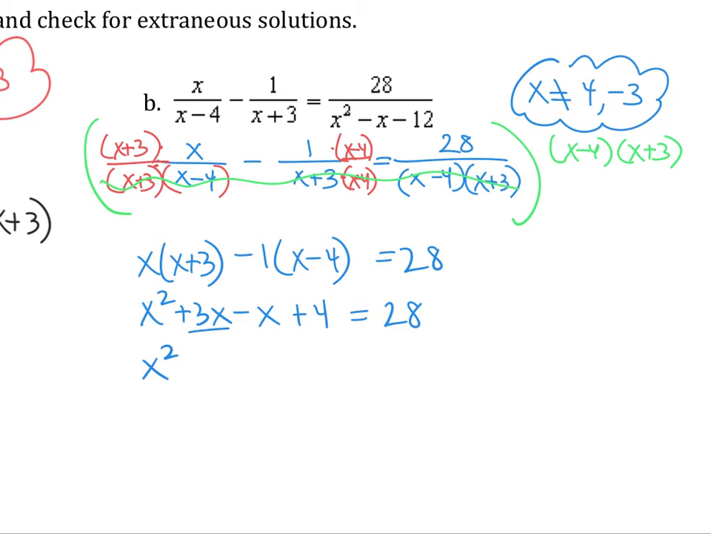So I'm going to have x squared, 3x minus 1x is 2x. 4 minus 28 is a negative 24. And now I need two factors of negative 24 that add up to 2.